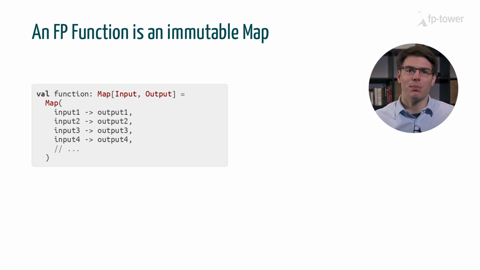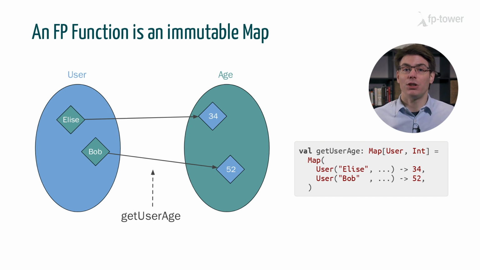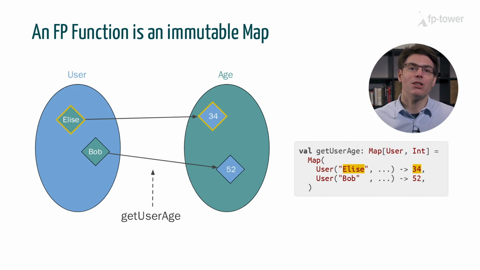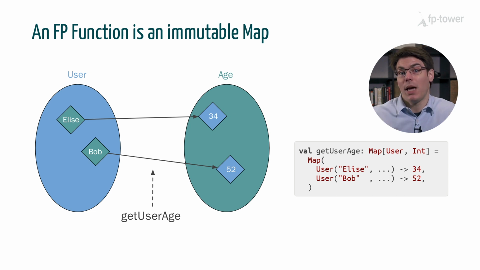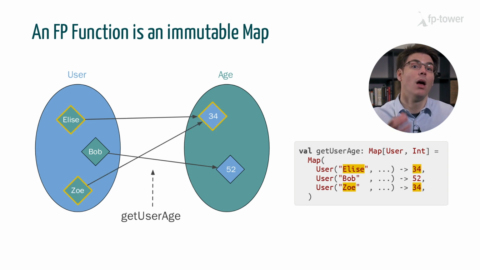Let's have a look at a few examples. Say we have a function getUserAge that takes a user and returns an int. Here we can see that the user Elise is mapped to the number 34 and Bob is mapped to 52, representing their respective ages. This function is equivalent to a map with two entries, one for Elise and one for Bob.